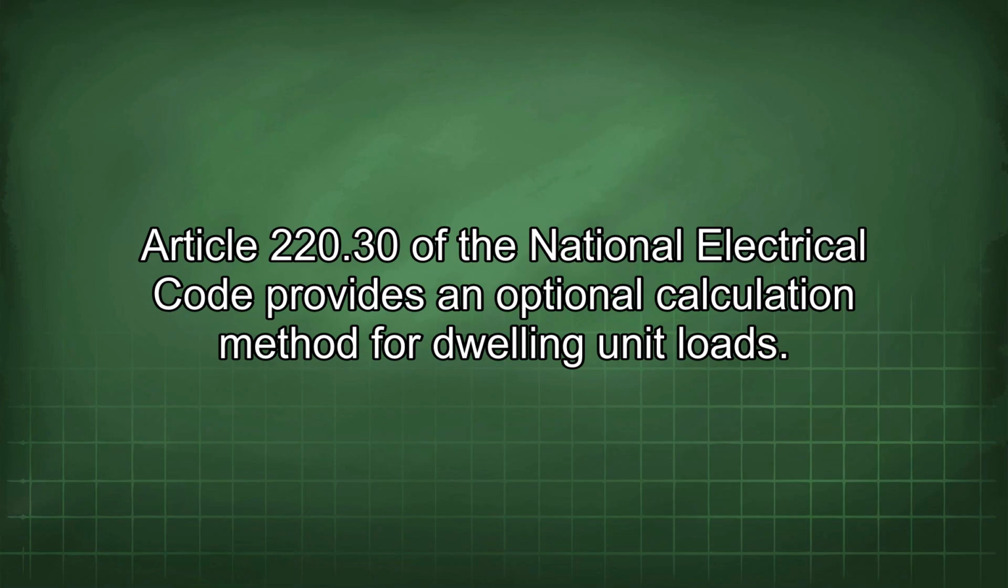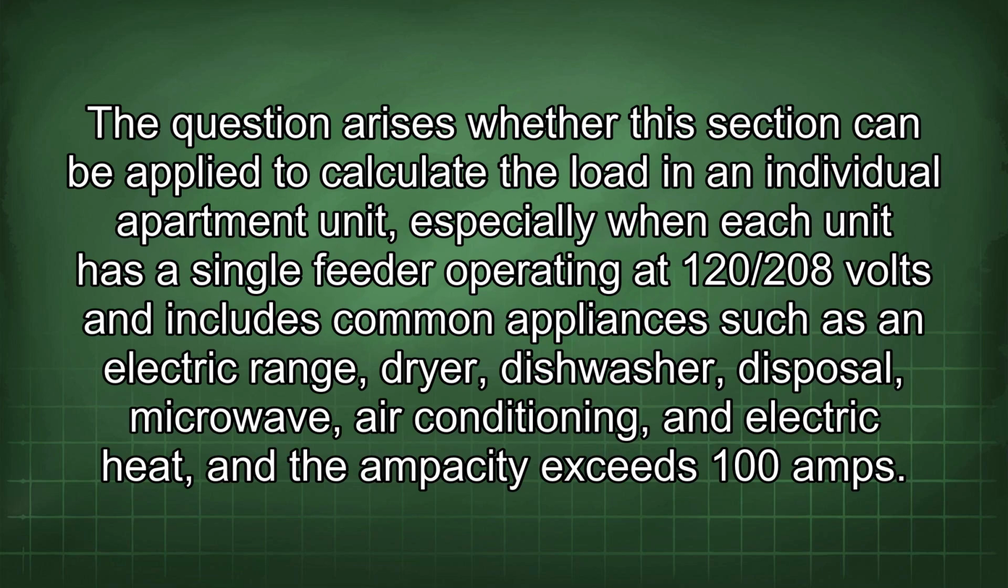Article 220.30 of the National Electrical Code provides an optional calculation method for dwelling unit loads. The question arises whether this section can be applied to calculate the load in an individual apartment unit, especially when each unit has a single feeder operating at 120/208 volts and includes common appliances such as an electric range, dryer, dishwasher, disposal, microwave, air conditioning, and electric heat, and the ampacity exceeds 100 amps.